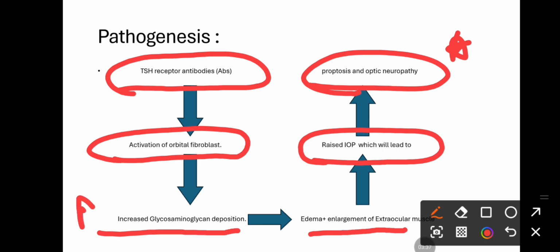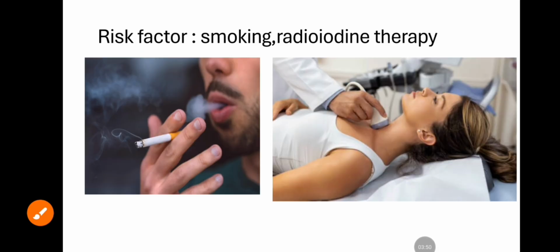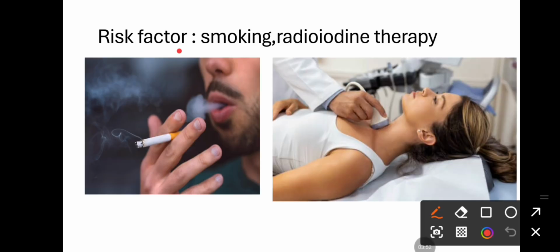Remember that there will be an increase in glycosaminoglycan deposition. So this point might be asked in your theory exams. And the risk factors of Graves' disease are smoking and radioiodine therapy.